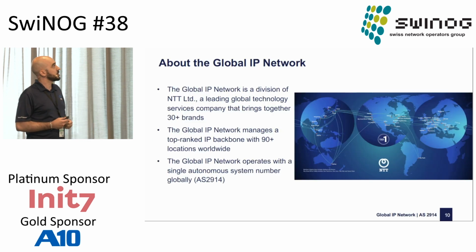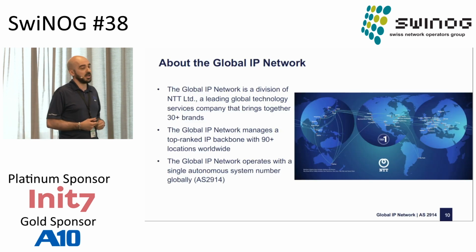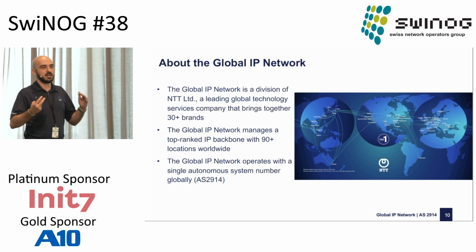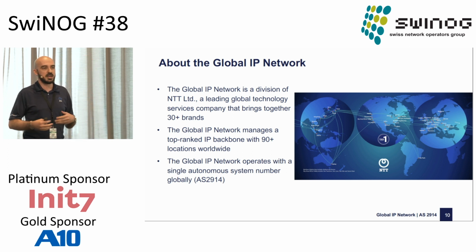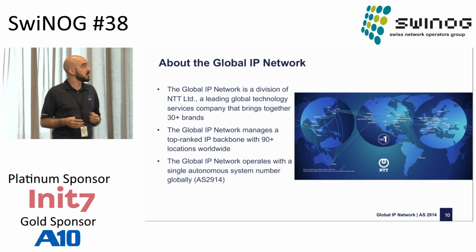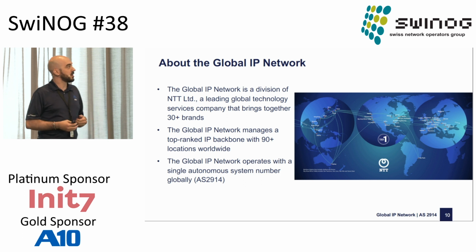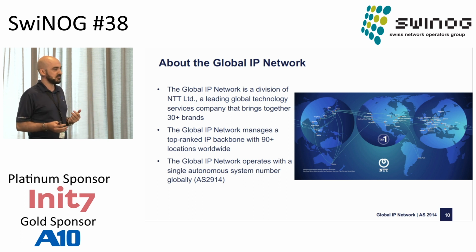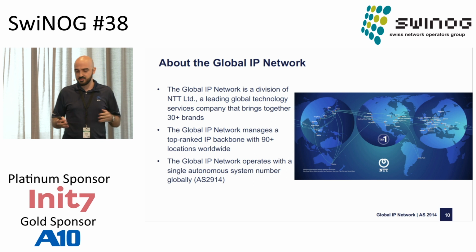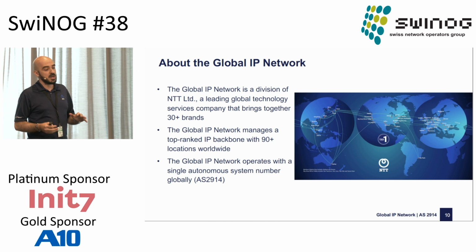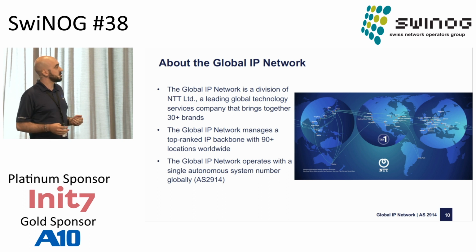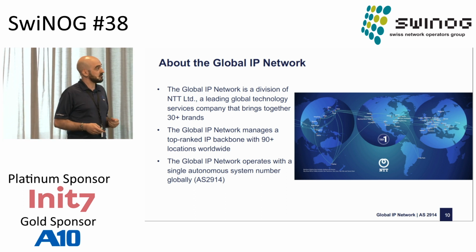So let's start by saying, what is the global IP network? It is a division of NTT Ltd. NTT Ltd is a giant company that has more than 30 brands under its umbrella, services of all types, from data center, cloud, whatever. But the global IP network is essentially an IP backbone network. We are a tier one in various locations. We have more than 85% of the global 100 Fortune companies and stuff like this. But we operate on BGP with one autonomous system, which is 2914.